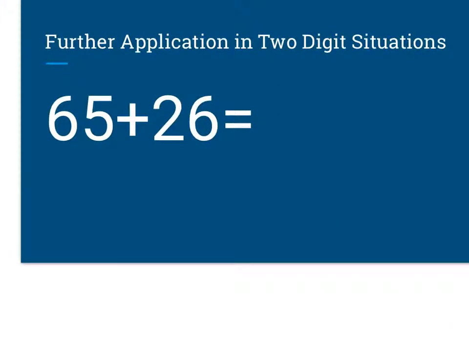As students become more advanced with the idea of making 10 and compensation, they may not even need to consider the ones place separately. Again, here with the same problem, 65 plus 26, we could possibly look at 65 and know that 65 is 5 away from 70. So I'm going to consider that 65 as 70. But in order to do that, I must take 5 away from my other addend. So instead of considering my second addend as 26, I'm going to think about it as 21.